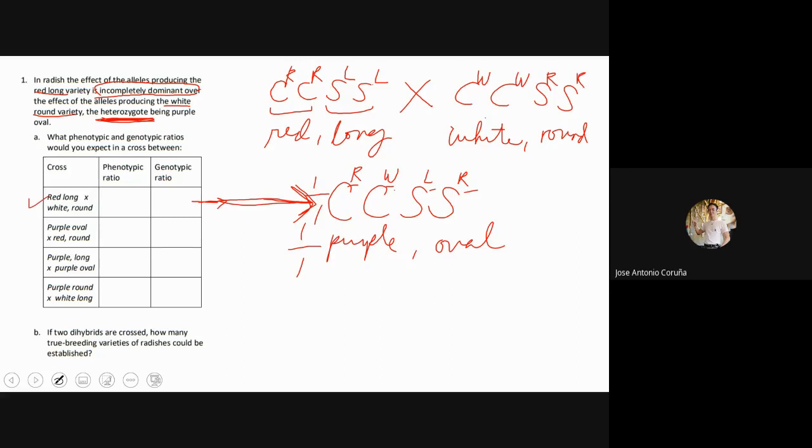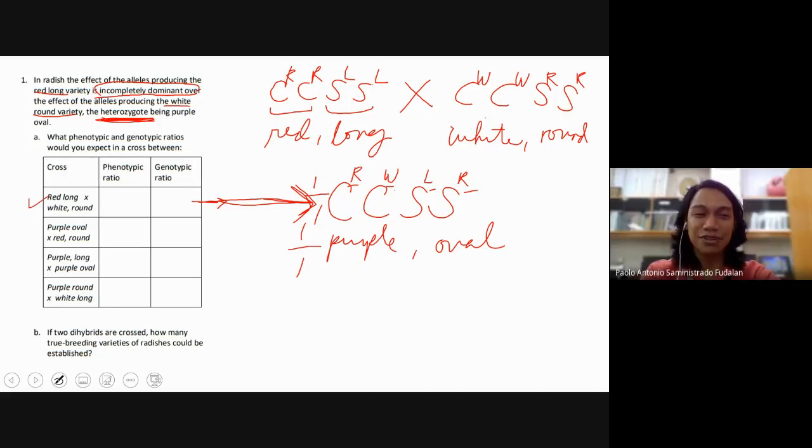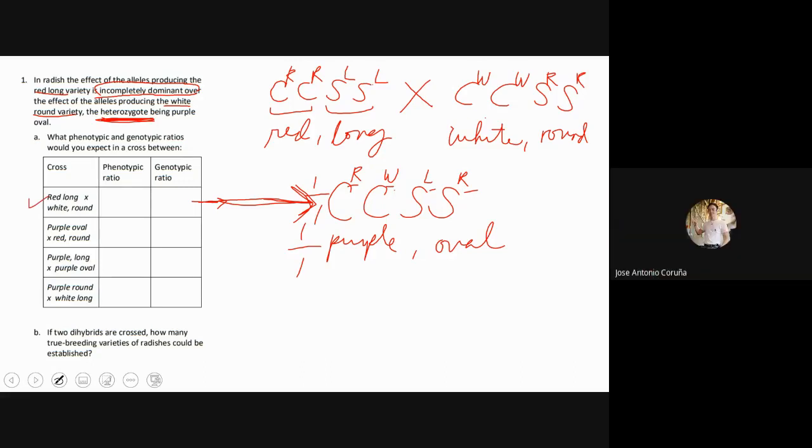Question, sir. It's okay to use numbers, sir, right? Like for example, for red is R1, R1. For example, for red long is R1, R1, and L1, L1. It's okay, sir? Yes, yes, that's okay, as long as we avoid the same symbolism for dominant and recessive, capital and small letters. Okay, sir. Thank you, sir.